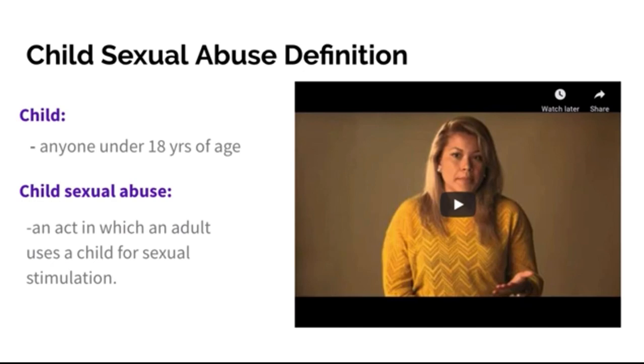Forms of child sexual abuse include engaging in sexual activities with a child, whether by asking or pressuring or by other means, indecent exposure of the genitals, child grooming, or using a child to produce pornography.